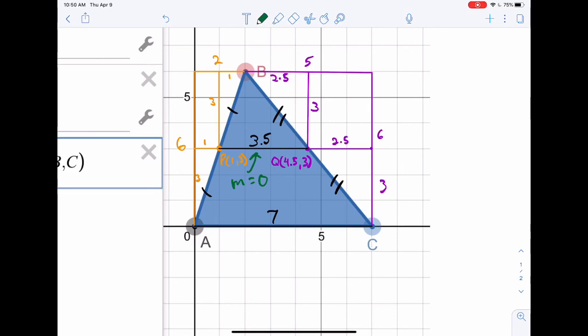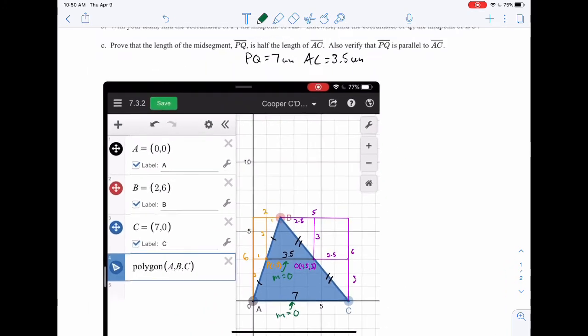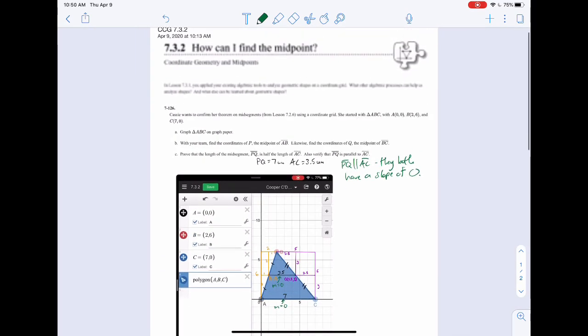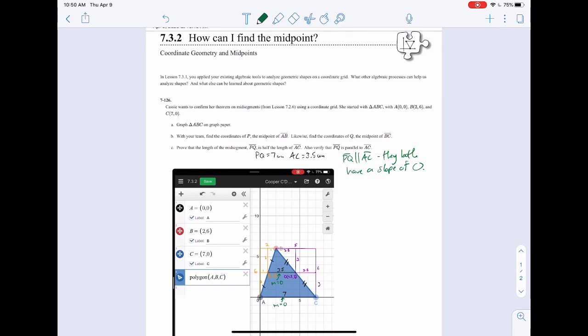Any horizontal line on a grid has a slope of 0, and we can see the same thing for AC. And so here we can see PQ is parallel to AC. They both have a slope of 0. And that's problem 7-126.